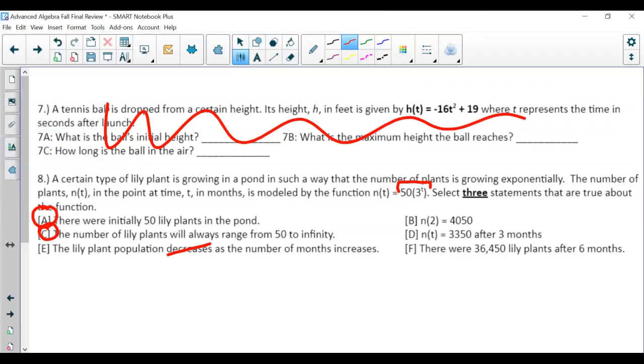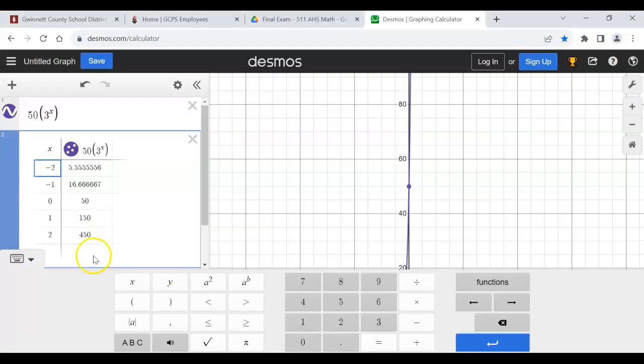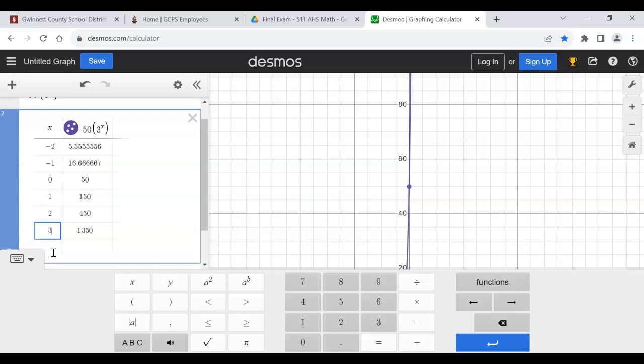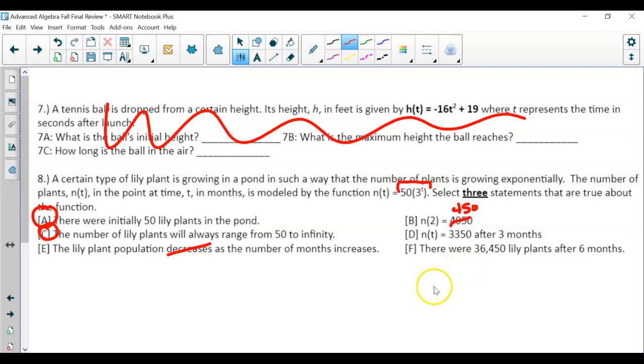But now notice this said 4,050. So B is not our answer because it's at 450. So let's check D. This is after 3 months, the value is 3,350. Well, we don't have the value of 3, but you can add it. So when we have 3, we're at 1,350. That point is what's on the graph. But this said 3,350. So that is not it.